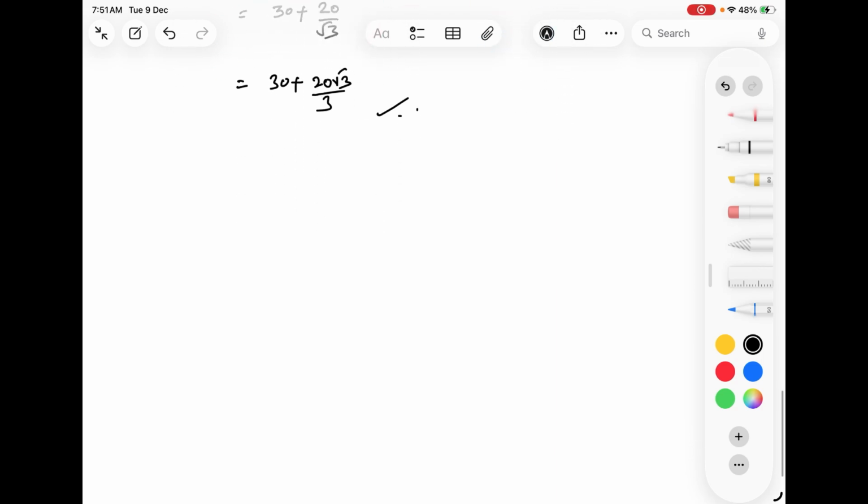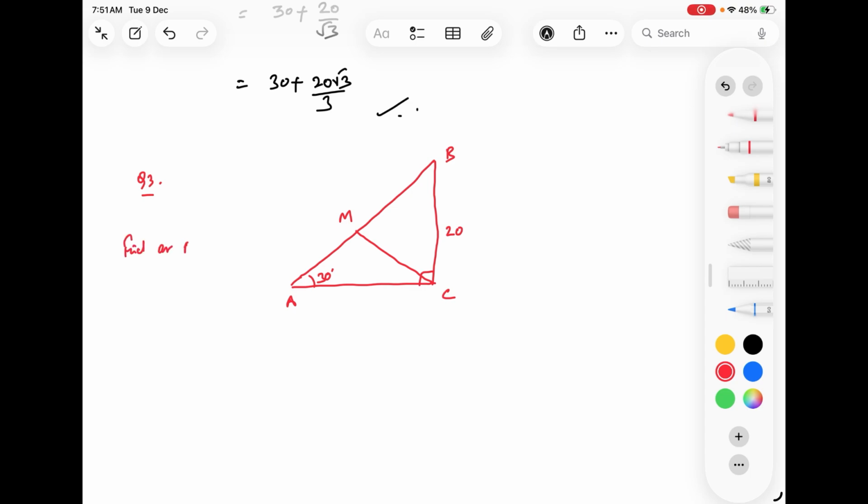Let us do one last question. Now here what you can do, you can just pause the video, do this question, and then come back for the solution. Okay? So here the next question, there's a triangle ABC. It is given that M is the midpoint of AB. This is 90 degrees. This is 30 degrees. This is given, and BC is given as 20. Find the area of AMC.